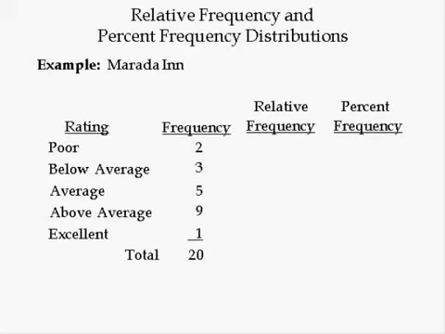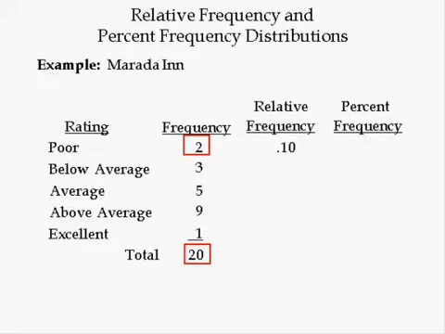The relative frequency of a class is the fraction or proportion of the total number of data items belonging to the class. Since 2 people rated Murata's quality as poor, the relative frequency of customers saying Murata's quality was poor is found by dividing 2 by 20. The relative frequency is 0.1.